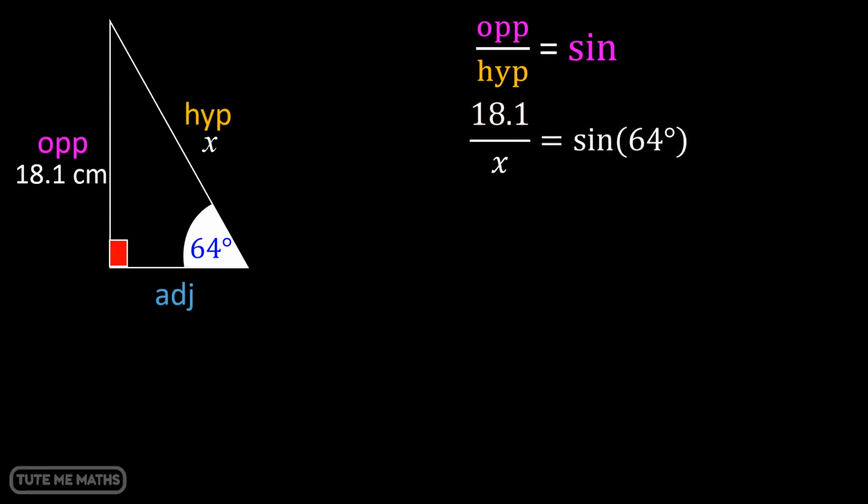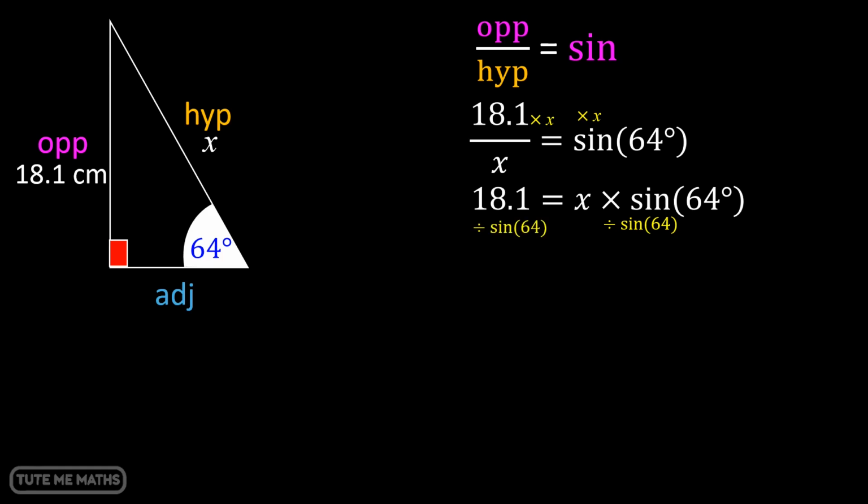Let's finish the example. When solving equations like this, we first need to multiply both sides by the x. This gives us 18.1 equals x times sine 64. We need to get x by itself. The opposite of multiplying by sine 64 is dividing by sine 64. So we do that to both sides, and this is what we end up with.